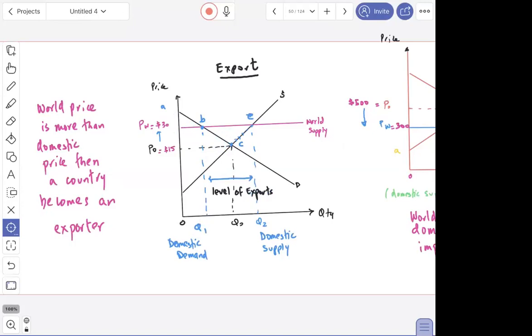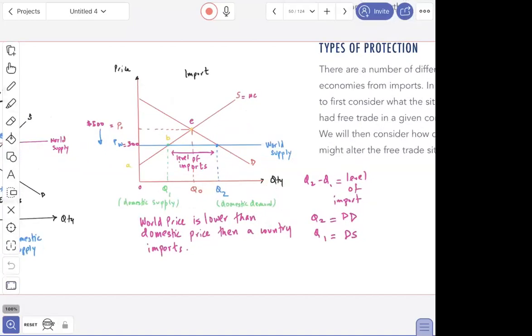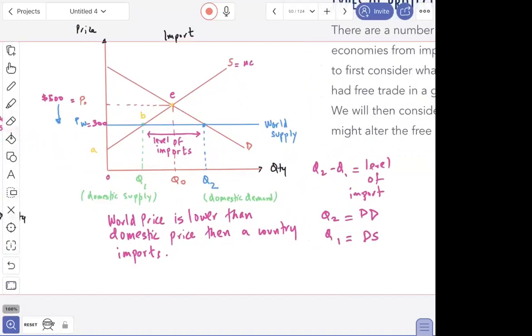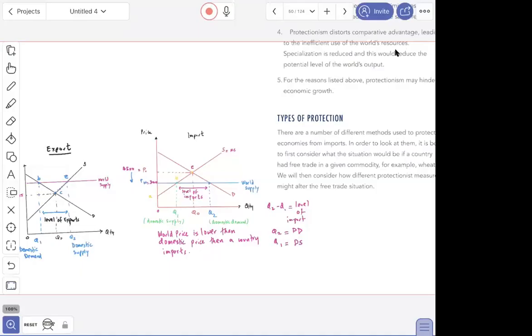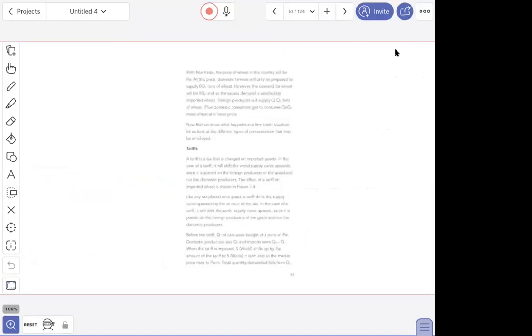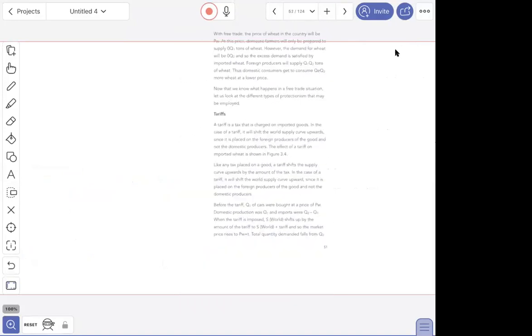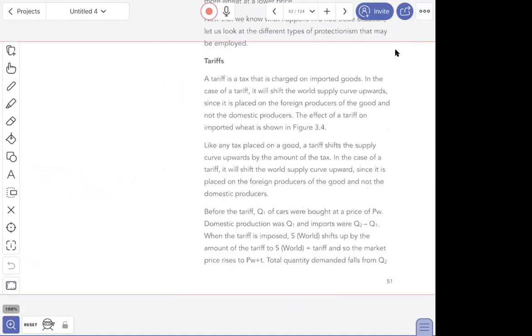Am I good to move on? Because from now on, we'll go back to this diagram, which is this import diagram. Okay, let's move on to this diagram. But before I move on, I want to ask you guys if there is anything that you want to understand, any questions. Okay, now guys, I want to talk about a situation of tariffs. So I'm on page number 51 of our notes. When you're looking at notes, 51 is what it is.